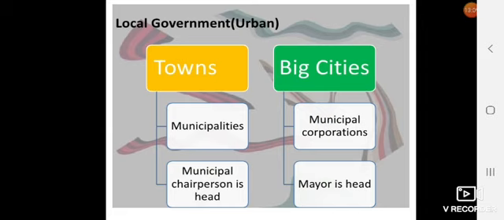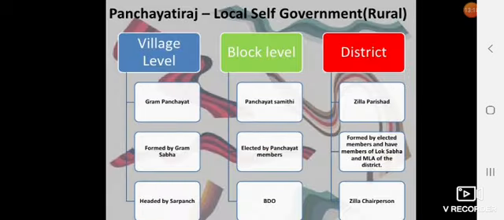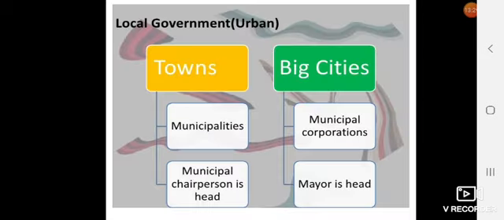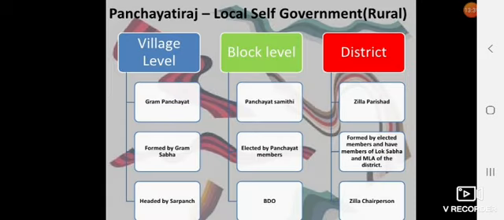Here you can see the flow chart of how local government works at the urban level, that's towns and big cities, as well as at the rural level, that is village level, block level, and district level. By going through this flow chart, you can make yourself clear about the Panchayati Raj system and the municipalities and municipal corporation.